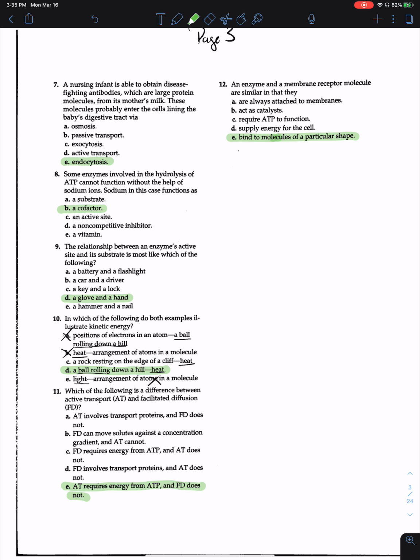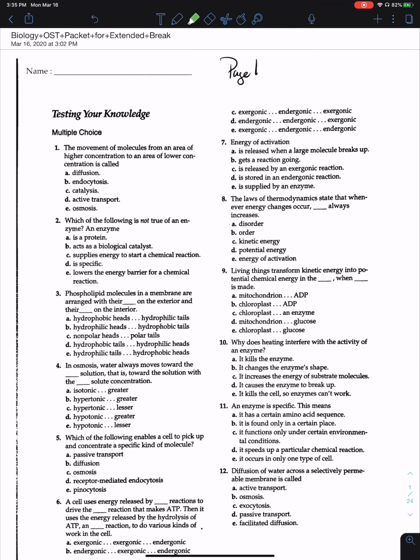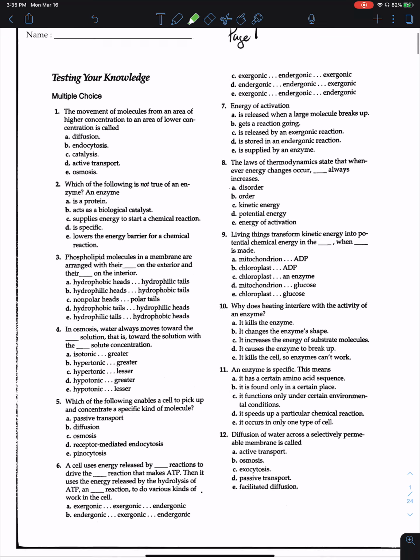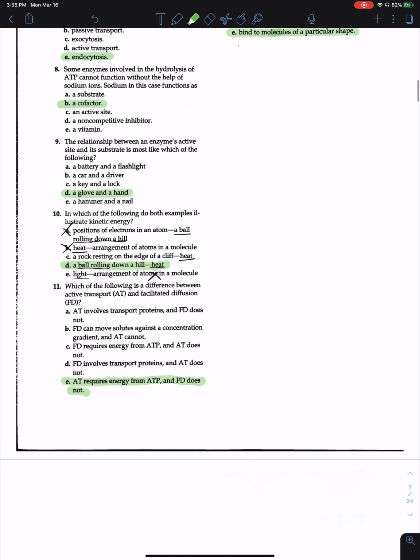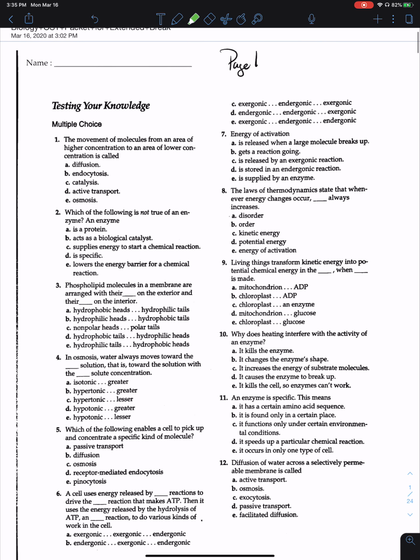So in any case, those are the first 3 pages of fun for your biology OST packet. So there you go. I'll send this to you in an email shortly, and yeah, there's that.